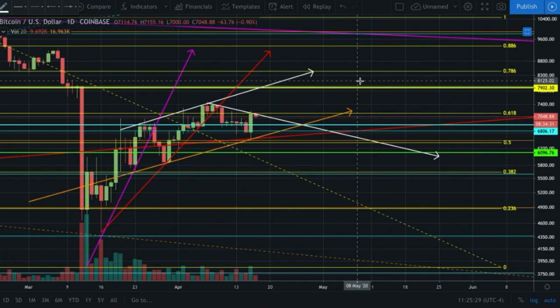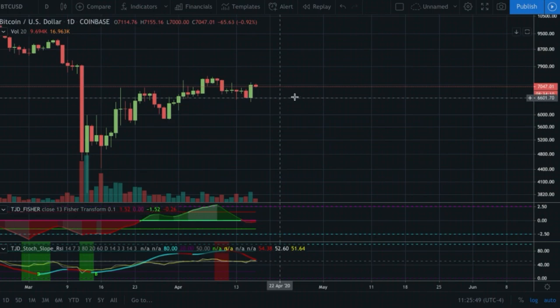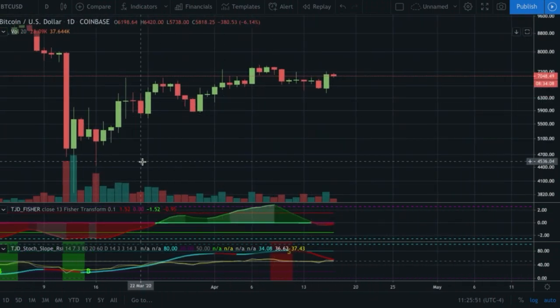I think this is a pretty educational breakdown. While I'm working on these courses and everything, this is sort of a little mini course for resistance, support, fibs, all that stuff. If you're not familiar with the indicators, I highly recommend that you pop those up. You can find them on TradingView for free. I'm going to turn them on here real quick and see what we're looking at.